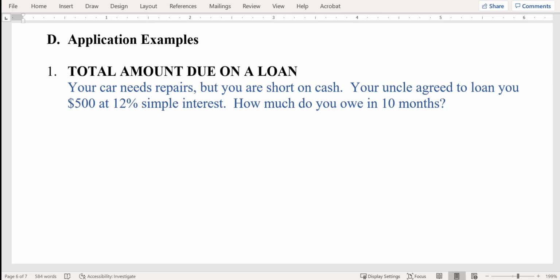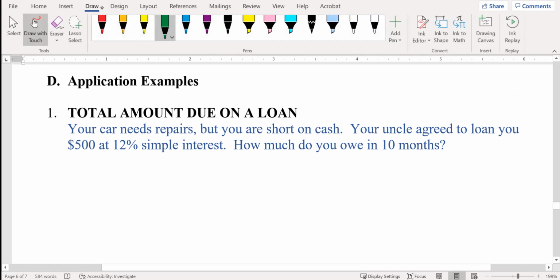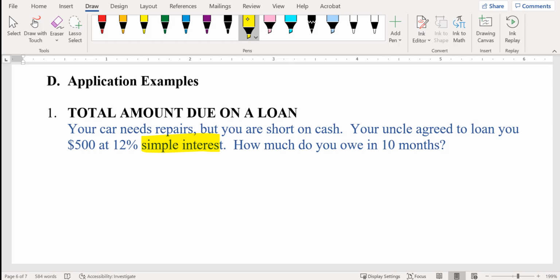Okay, there are going to be a lot of story problems in this chapter. And it's going to be up to you to decide what formula you're going to use for which problem. So for this one, the things that jump out to me are simple interest. That is actually the big key giveaway here on this problem. All right, how much do you owe in 10 months? That's kind of a poorly written question. Let's just find out the interest that's owed.